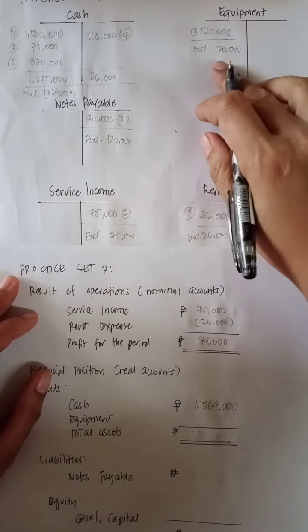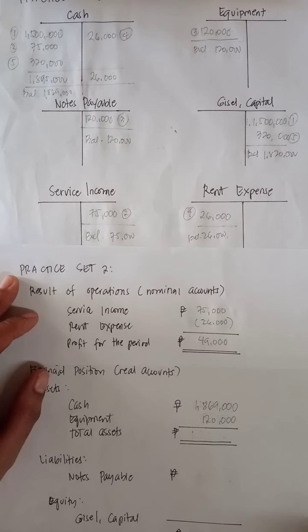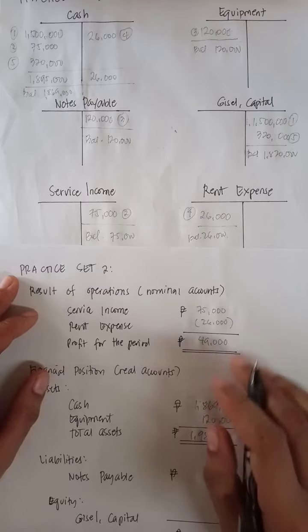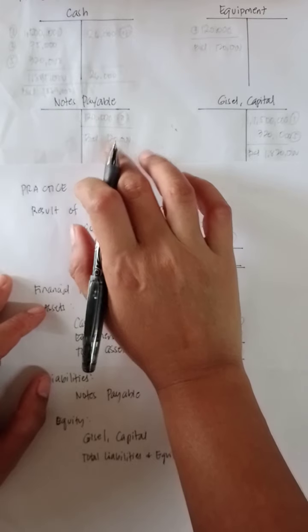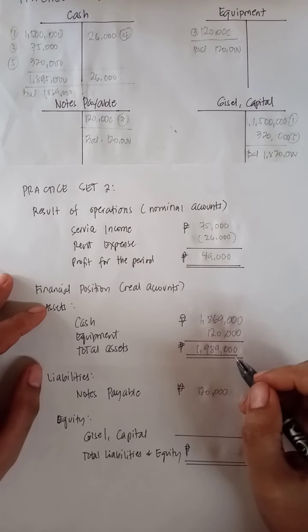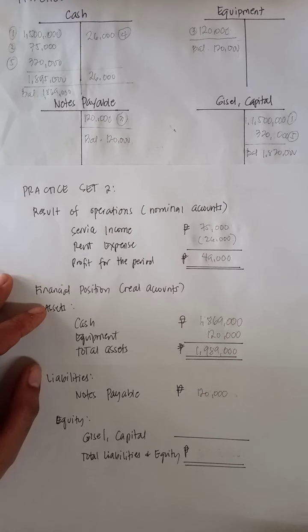For the cash, the balance for the cash is 1,869,000. For equipment, 120,000. So the total assets for the period is 1,989,000. For the notes payable, normal balance is credit, so 120,000, just copy the amount of 120,000. For the equity, we have an existing balance of 1,820,000 plus the income for the period, or profit for the period, of 49,000.